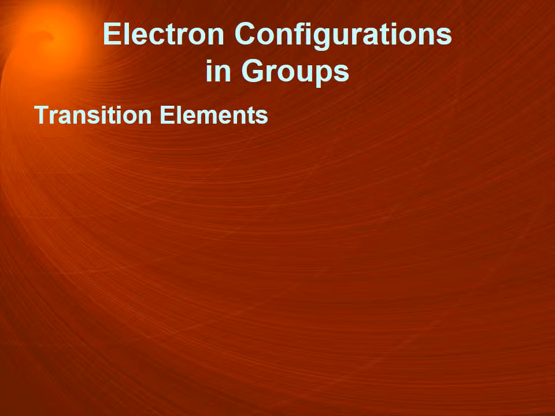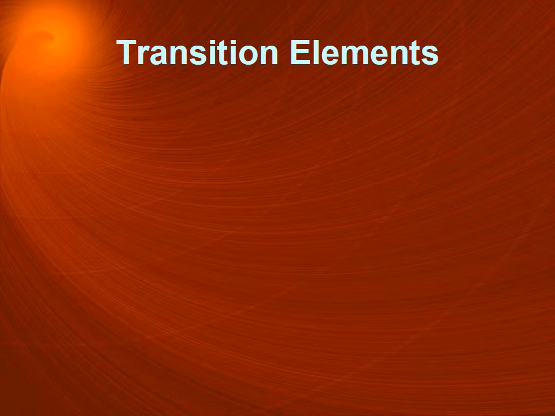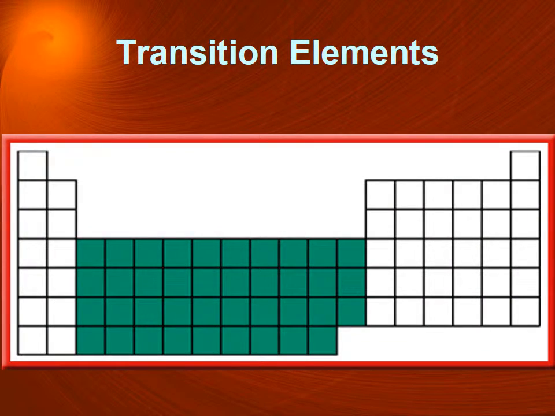The transition elements. These have the highest occupied S sublevel and a nearby D sublevel containing electrons, and they are located here. Now remember, when we get up to the third level and the fourth level, 4s fills up before the 3p or the 3d. These are the transitional elements.